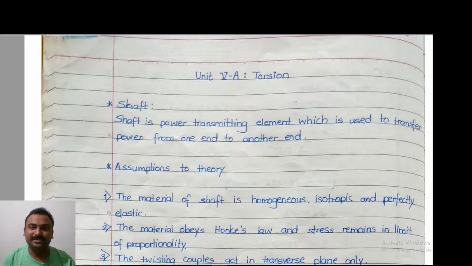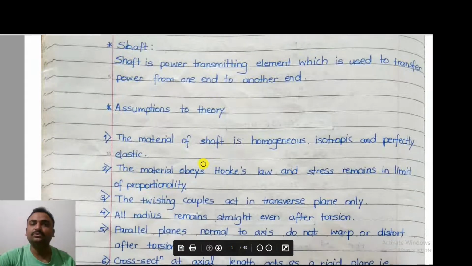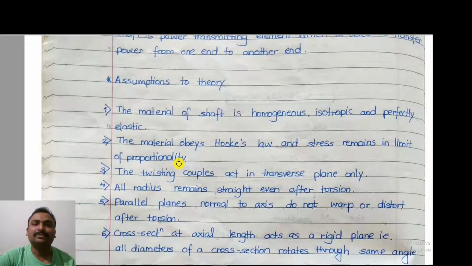Hello guys. In the last two lectures we have started with the fifth unit. We have studied the theory part of torsion, and also solved two sums, and seen different terms in torsion. This is the first part of the fifth unit, which is torsion. We have seen what is meant by a shaft and the different assumptions to derive a formula which is required to calculate different parameters in torsion.